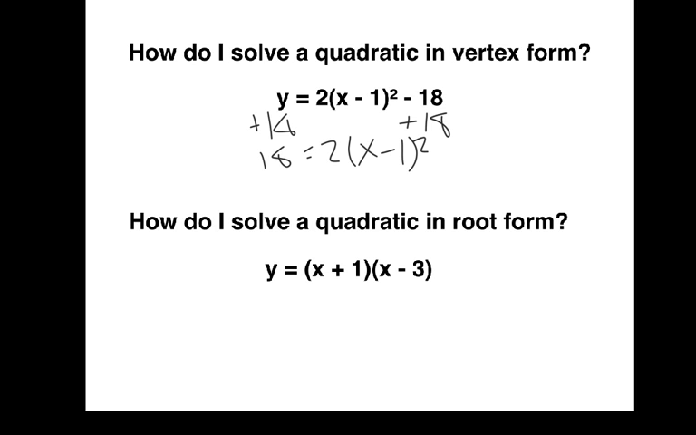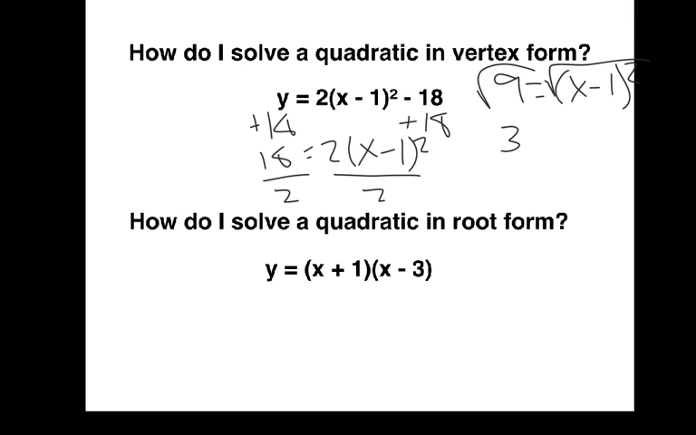Next move, I'm going to divide by 2. I end up with 9 equals x minus 1 squared. The whole point of this is to get the quantity squared by itself, right? So now I'm going to get rid of the square because it's all by itself. By square rooting, I end up with 3 equals x minus 1. I'm going to add 1 to both sides. I end up with 4 equals x.